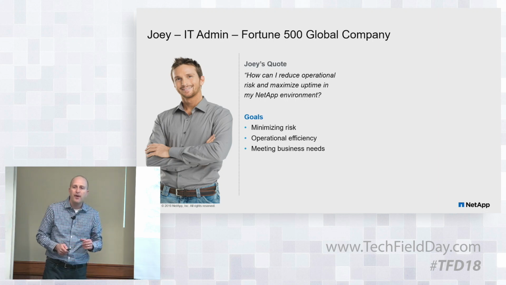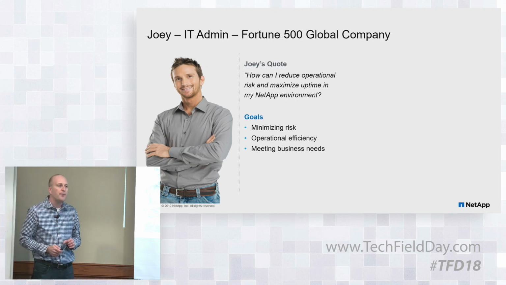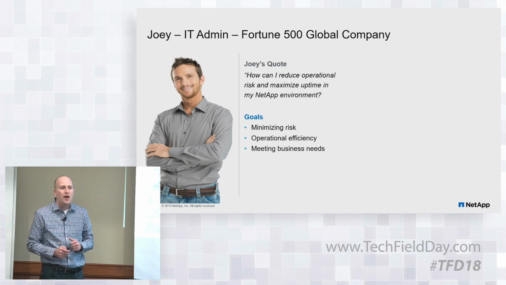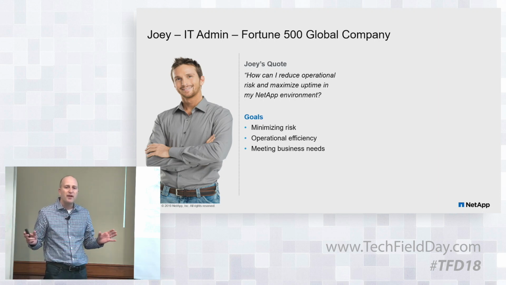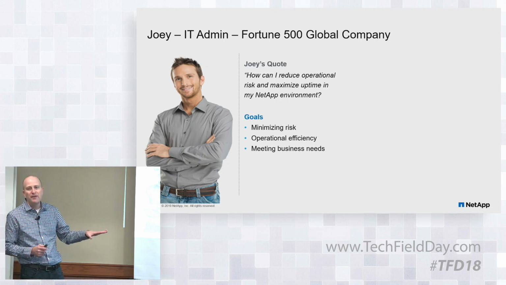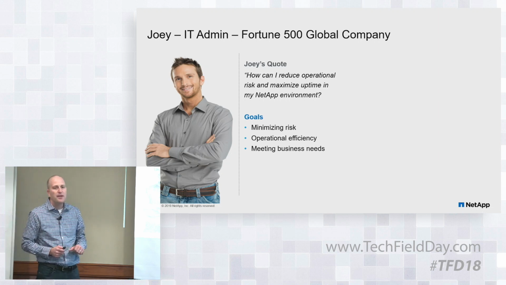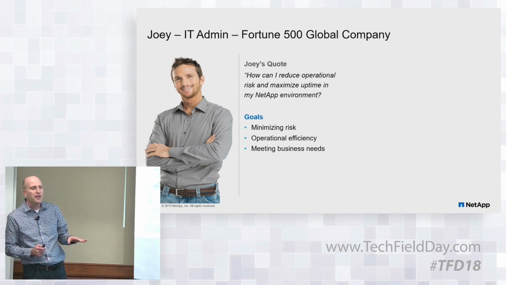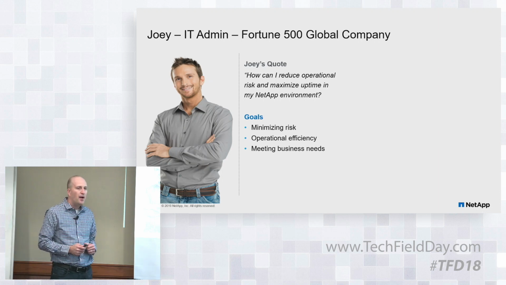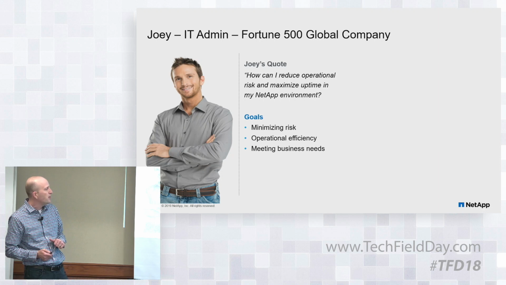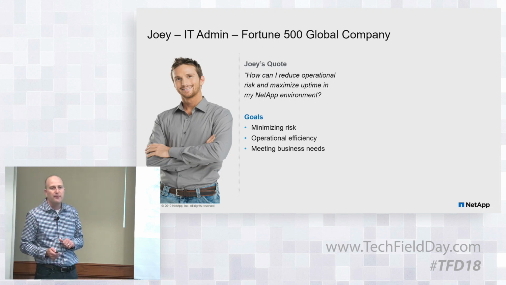And to set this up, we're going to walk through a couple workflows of one of our personas. This is Joey. He's an IT admin at a Fortune 500 company. He's responsible for several of the sites across the globe for this company. He's very focused on minimizing risk in his environment. He wants to be a lot more efficient. He's doing a lot of firefighting today, and he really wants to be more proactive. And of course, he needs to meet his business needs. Quote here, how do I reduce my operational risk and maximize my uptime in my NetApp environment?